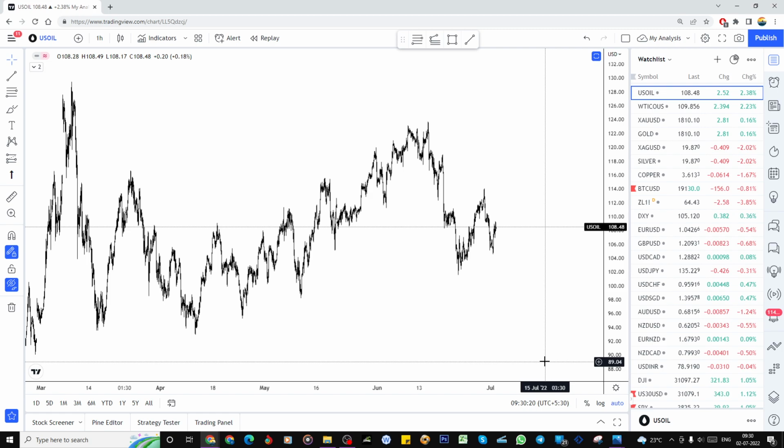$26 is a target, which means it's nearly 1:2 risk reward. So why do you need to take this? You have to take that kind of trade setups.